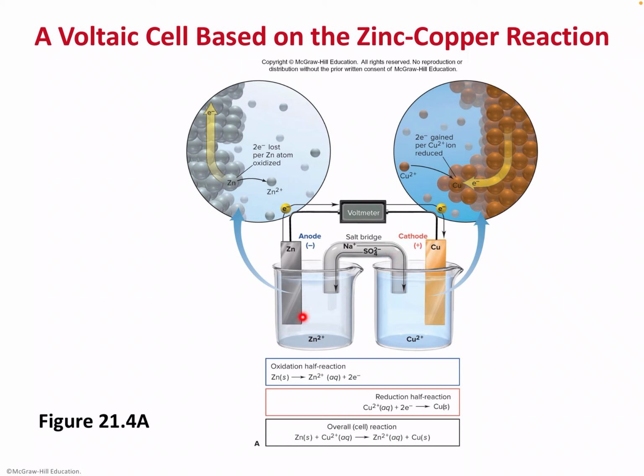So what is happening in the anode? Oxidation half reaction. Zinc solid becomes zinc 2 plus and releases 2 electrons. And then the reduction half reaction, copper ions take up 2 electrons that are being lost from the zinc and become copper solid. And this is the overall cell reaction. When you add these two together, the 2 electrons will get cancelled. Zinc plus copper 2 plus becomes zinc 2 plus and copper solid. Okay.